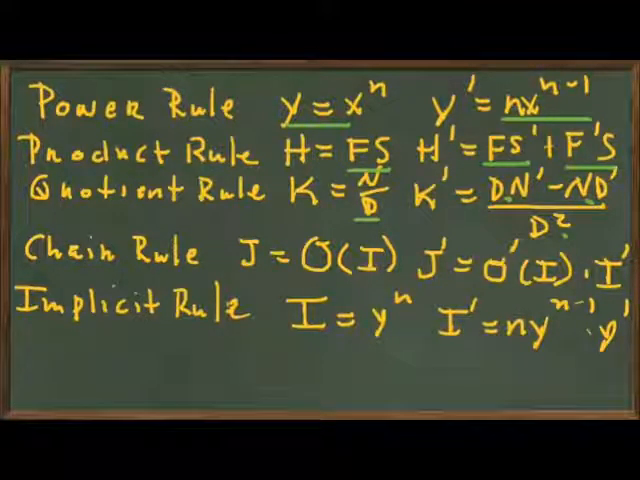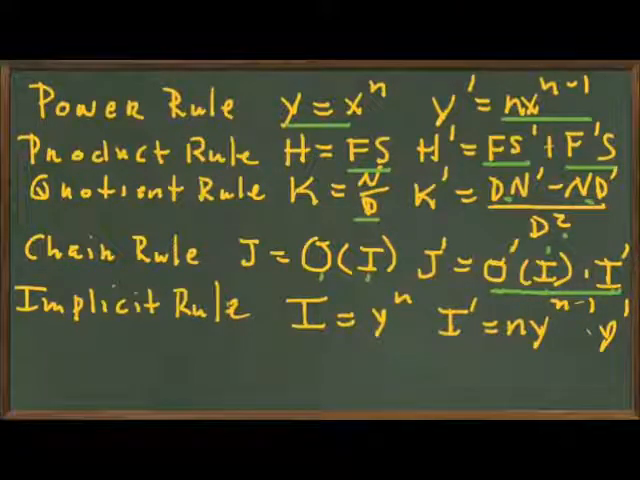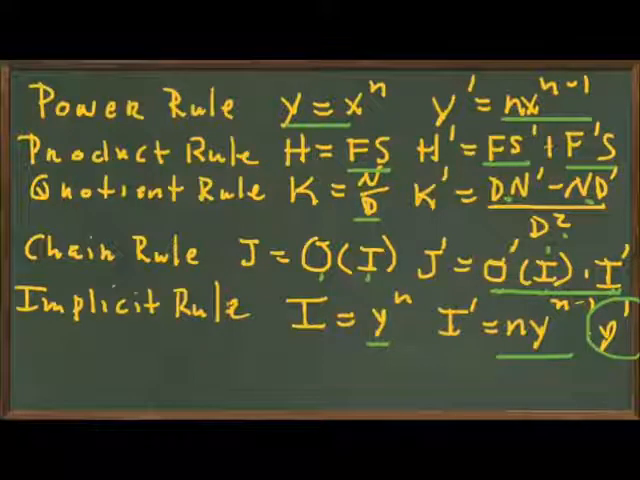The chain rule for a composite function, the outer of an inner, was the outer prime at the inner, and then multiplied by the derivative of the inner. And we noted that there isn't a derivative of the inner at that point. And then the implicit rule, which is really just an application of the chain rule for taking the derivative of y to the n, is just like the power rule, and y to the n minus 1, but then we multiply by y prime, the derivative of the inside. So there are our derivative rules, and in the rest of this chapter we look at applications of all of these rules.